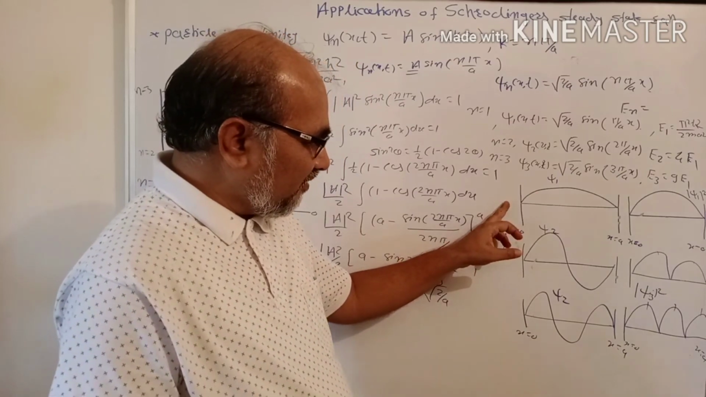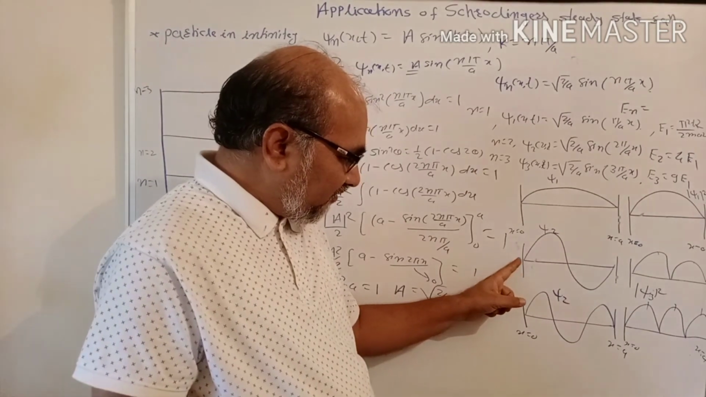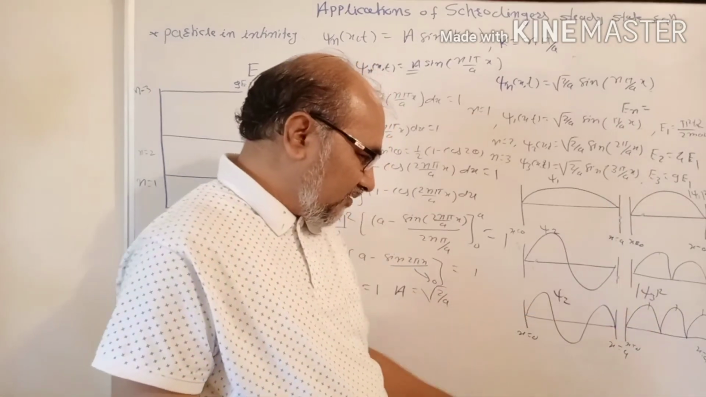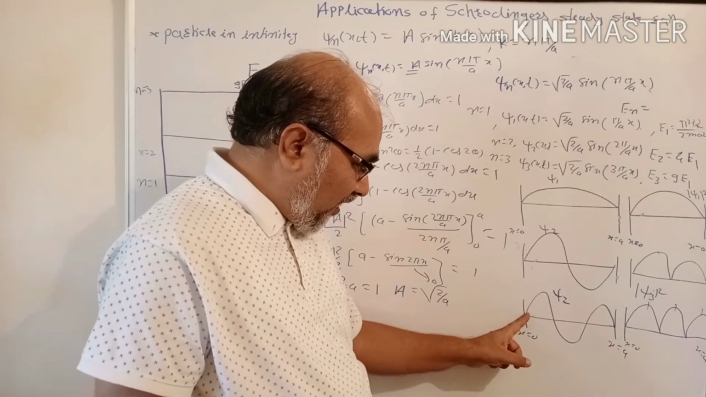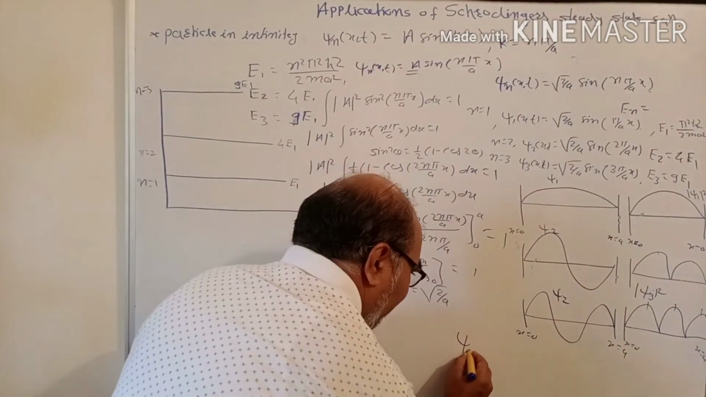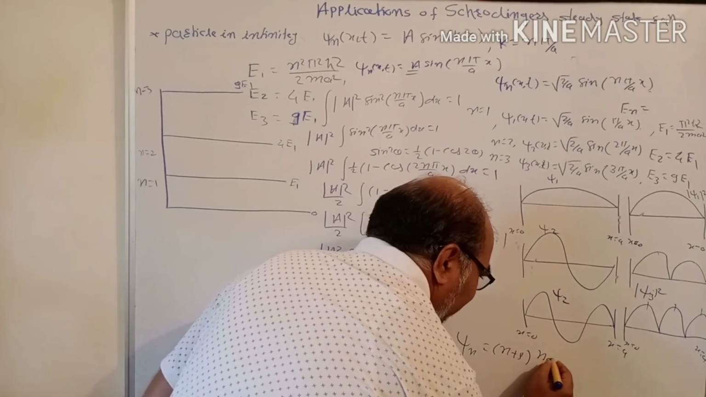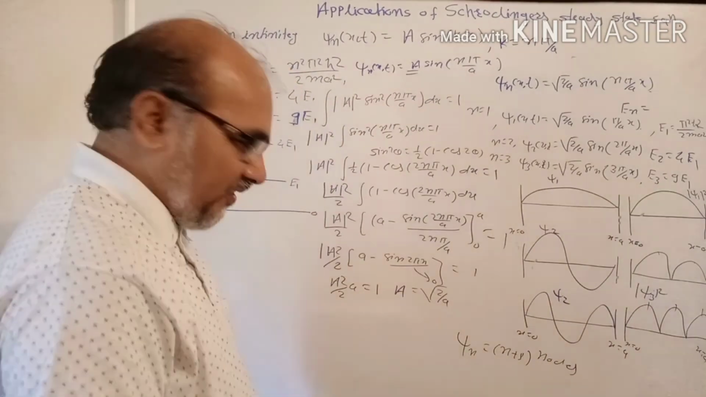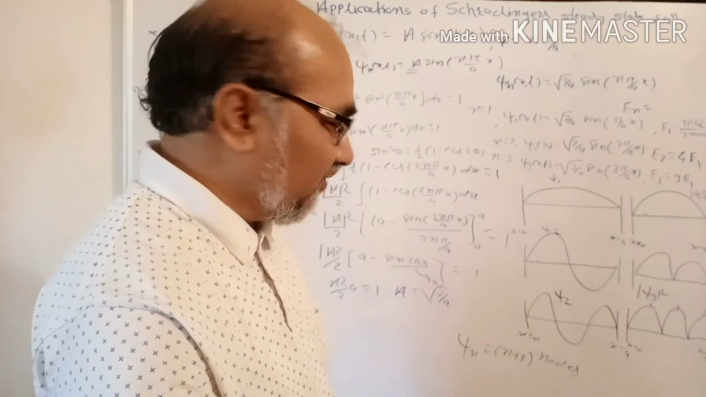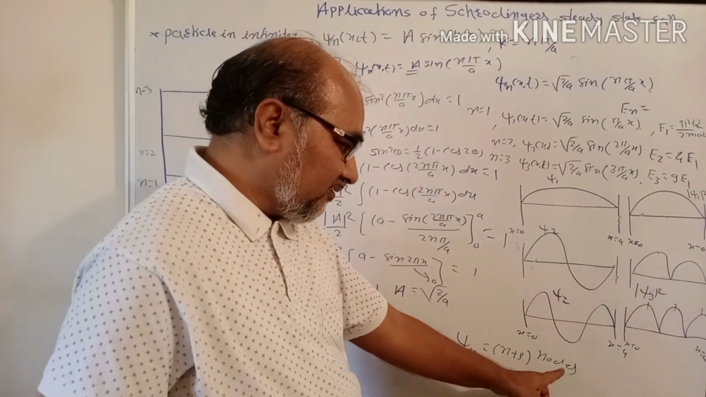There is another point. When psi 1 is there, there are two nodes. For psi 2, n equal to 2, there are 3 nodes: 1, 2 and 3. For psi 3, n equal to 3, there are 4 nodes: 1, 2, 3 and 4. And therefore for psi n, there are n plus 1 nodes. This is the general formula for psi n.